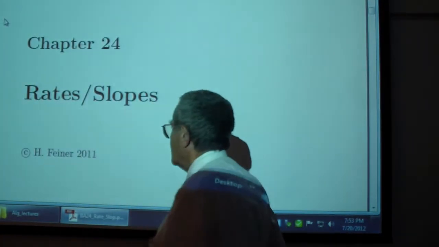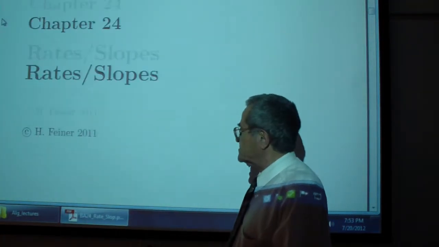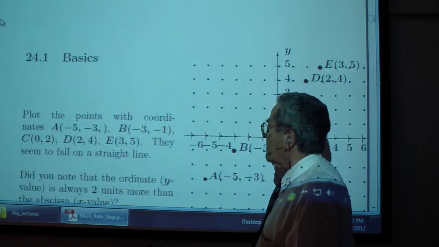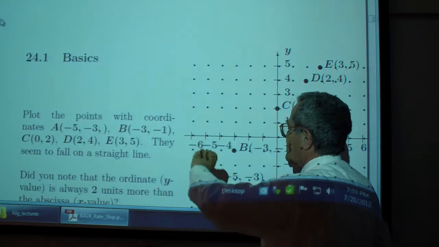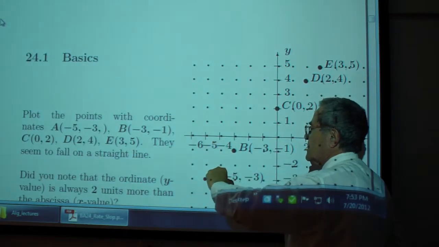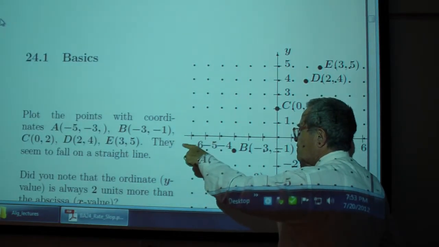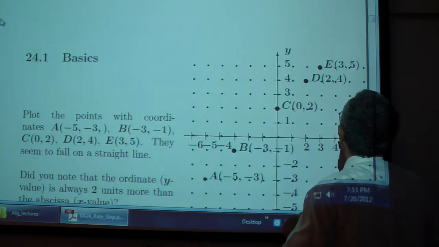Chapter 24, Rates and Slopes. Plot the points with coordinates (-5, -3), (-3, -1), (0, 2), (2, 4), (3, 5).